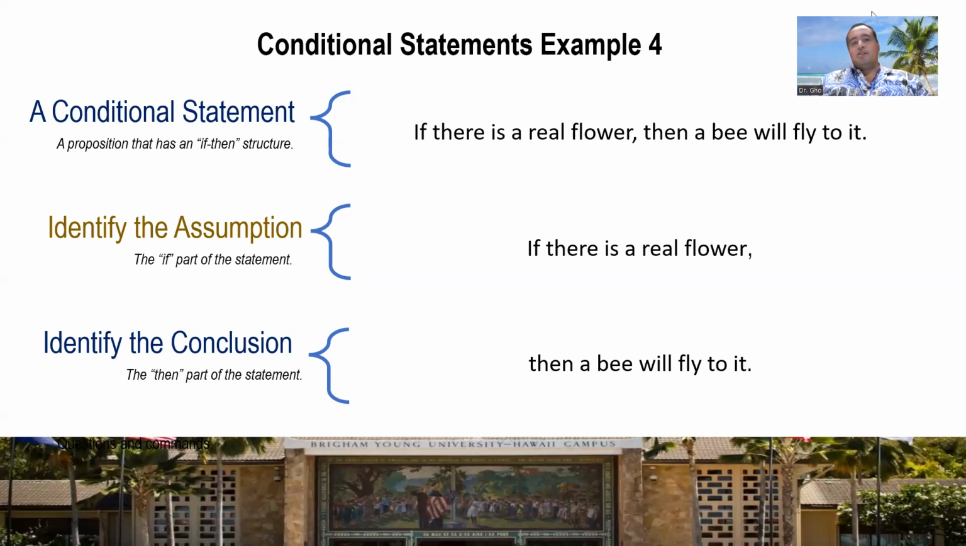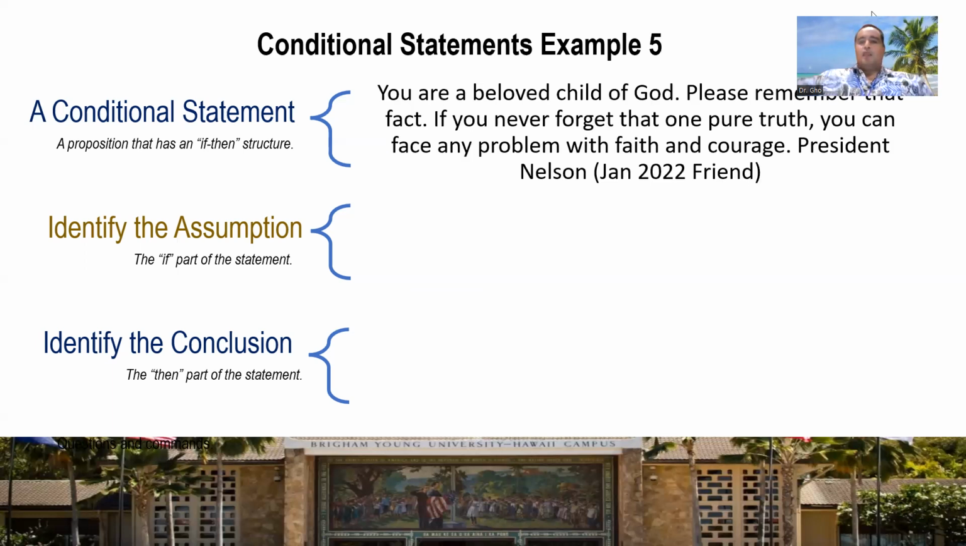So the assumption is if there is a real flower, and then the conclusion is the bee will fly to it. So that's how King Solomon was able to identify which one was the true flower, even though the artist created beautiful replicas. The story of the Old Testament.